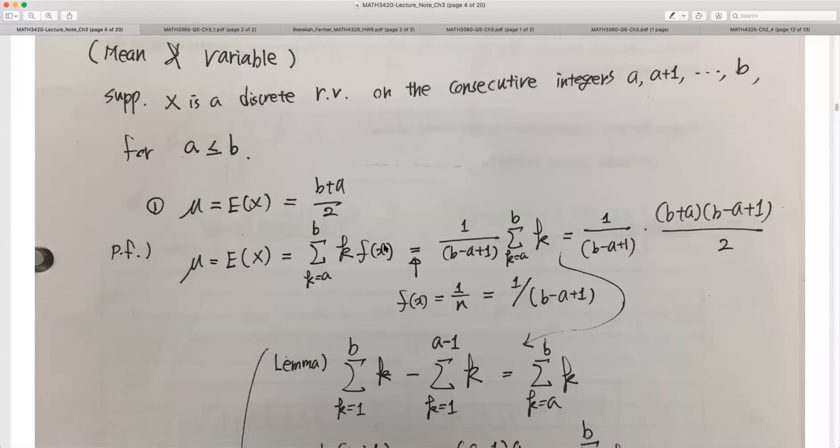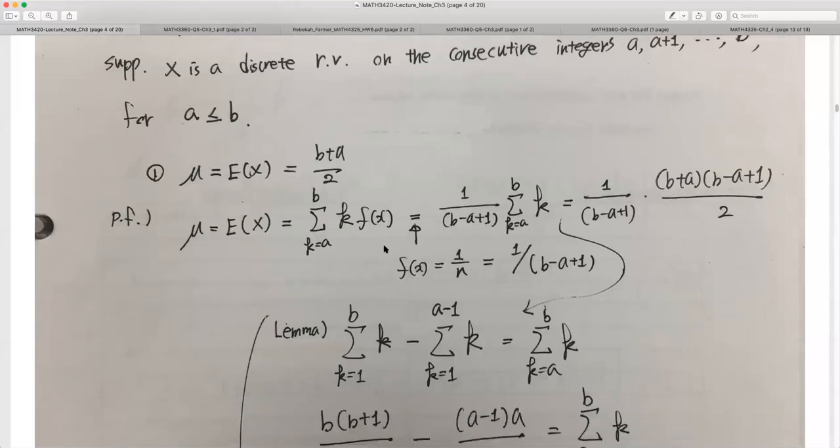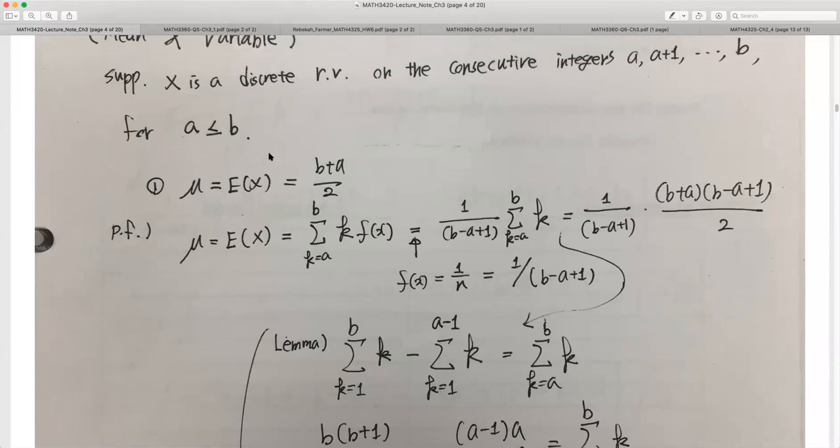All right, so now, why the mean, mu? The expected value of the discrete uniform distribution is (b plus a) over 2. Starting from this one, that's the definition of the expected value, right? And k goes from a through b, because the range is a through b, right?